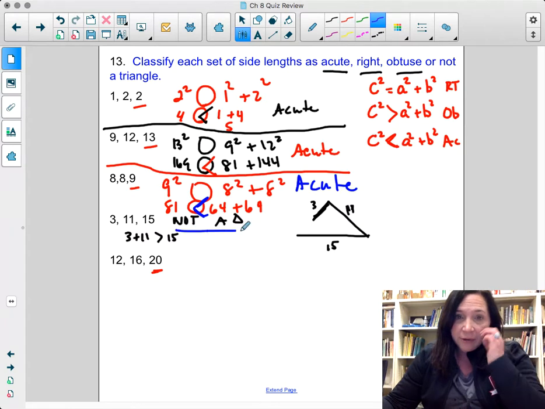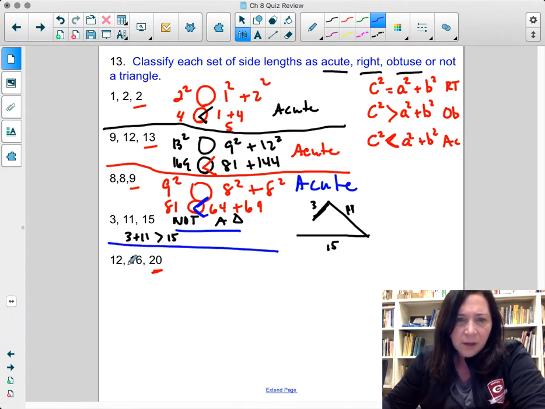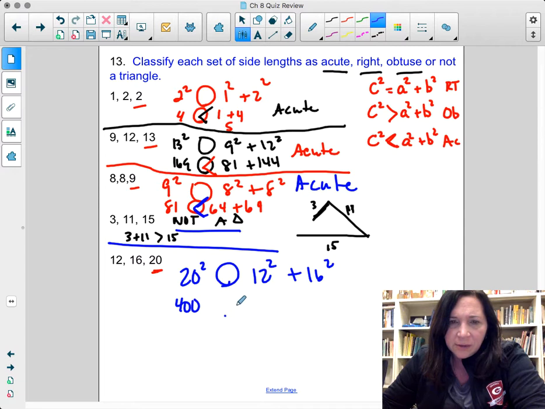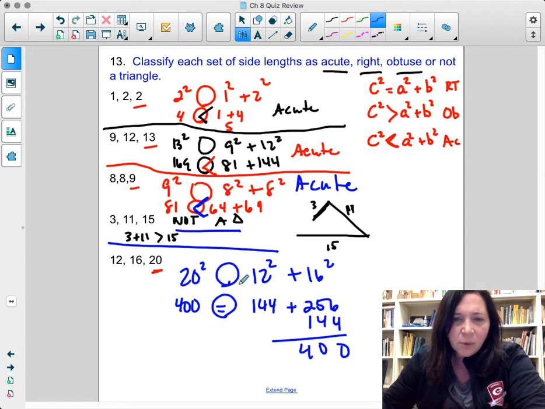This one is not a triangle. And let's check this one out. Ooh, this looks like a triplet. Anyway, let's try this. So we've got c squared. So 20 squared is what to 12 squared plus 16 squared? So we have 400 is what to 144 plus, this is what, 256? 144, 256. That looks like 400 to me. So these are equal. So therefore, this is a right triangle.